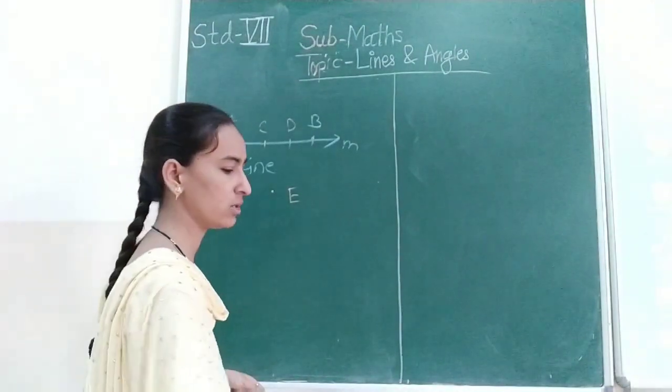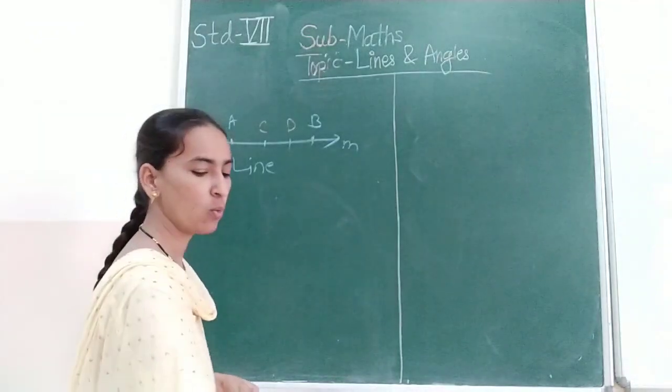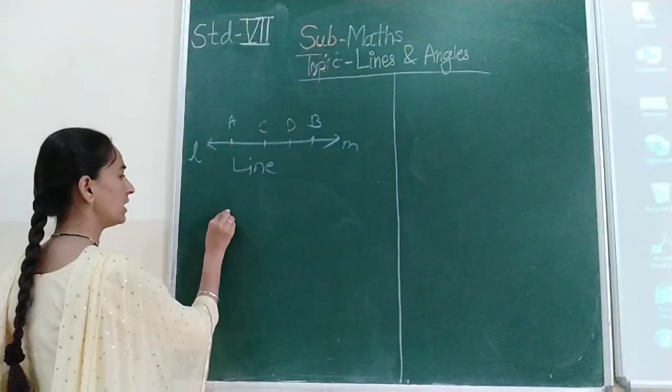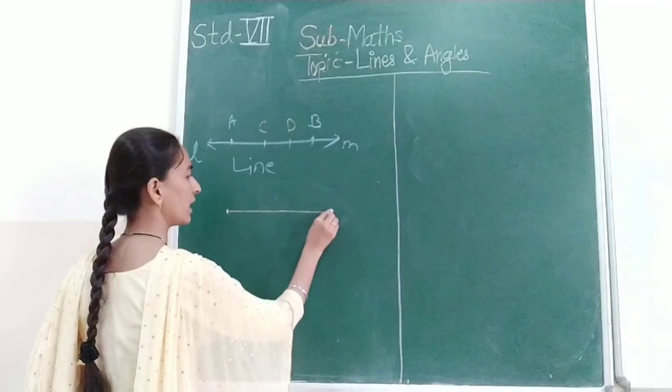collinear? Okay. Now, the next is segment. What is a segment? A segment is a part of our line, okay?